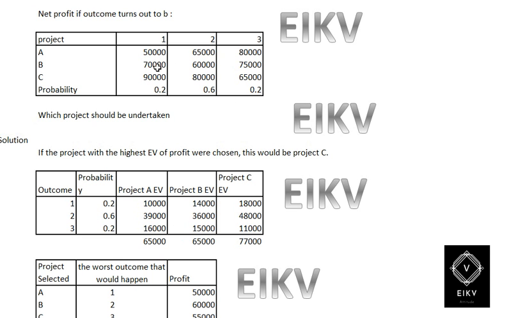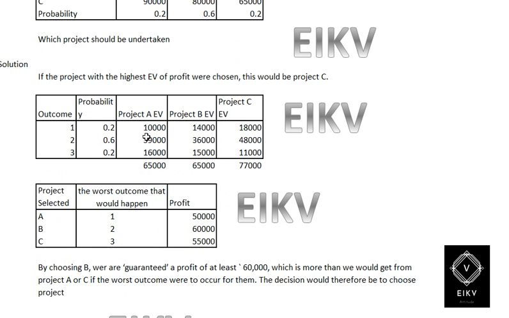The same way for project B it will be 70,000 multiplied by 0.2, 60,000 multiplied by 0.6 and 75,000 multiplied by 0.2. The same way for project C it will be 90,000 multiplied by 0.2, 80,000 multiplied by 0.6 and 65,000 multiplied by 0.2. And when we take the total it will be 65,000, 65,000 and 77,000. So by analyzing these, the highest should be taken, therefore we can select project C as the best one.